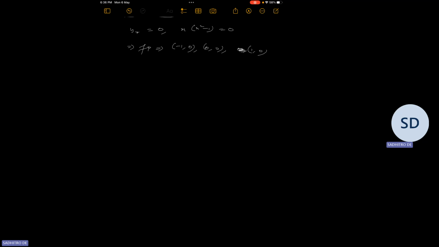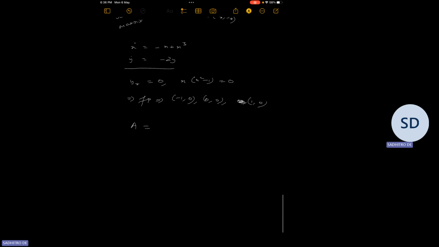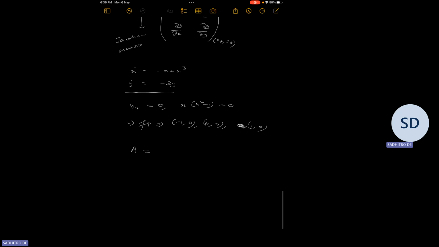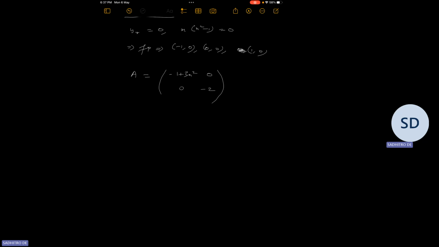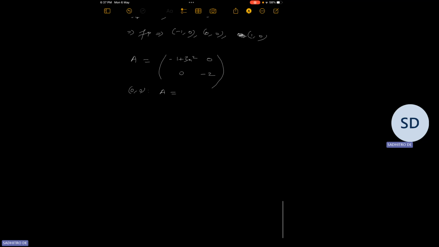And the Jacobian matrix, which is matrix A, this is what it should look like. So del f del x is minus 1 plus 3x squared, del f del y is 0, del g del x is 0, and del g del y is minus 2. Okay, so we have to evaluate the matrix at all fixed points. So for (0, 0), the matrix A is given by minus 1, 0, 0, and minus 2.